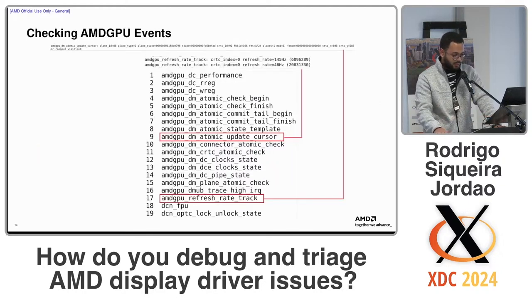We also have some options for debugging in real time. For example, we have a lot of events. You probably want to take a look there. Like you can collect cursor information in real time, FPU and other things.